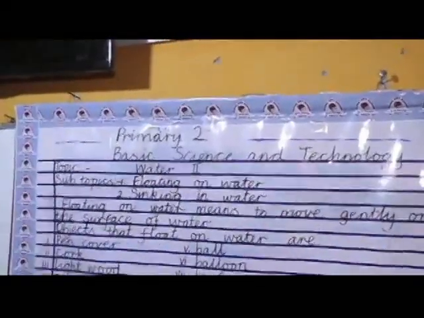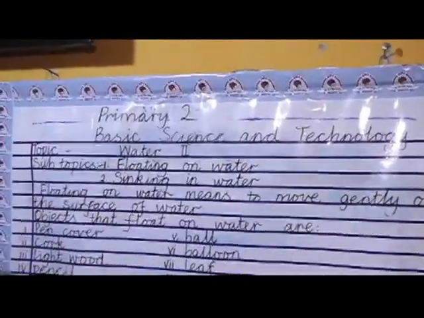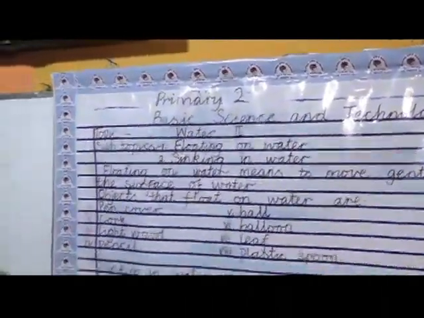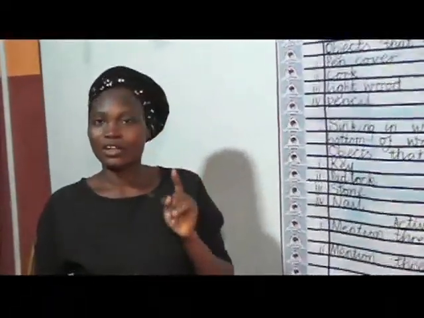You will remember that we started this topic on water before we went on break. We defined water as a colorless, odorless, and tasteless liquid substance that we take to sustain life. You know that every living thing needs water, both plants and animals. Then we said the uses of water are: water is used for drinking, water is used for washing, water is used for bathing, water is used for cleaning, and so on.